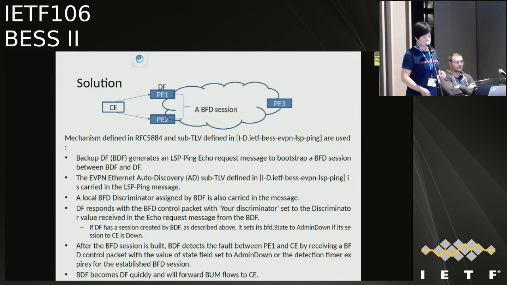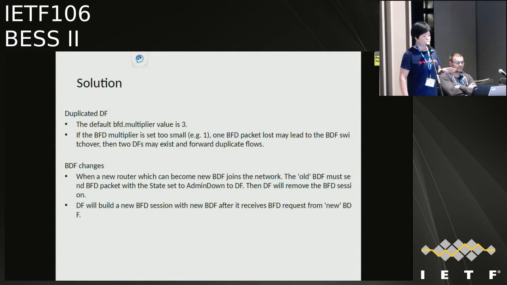Then both PEs will elect themselves as DF and forward duplicate flows. So this must be paid more attention to: do not configure this value too small.